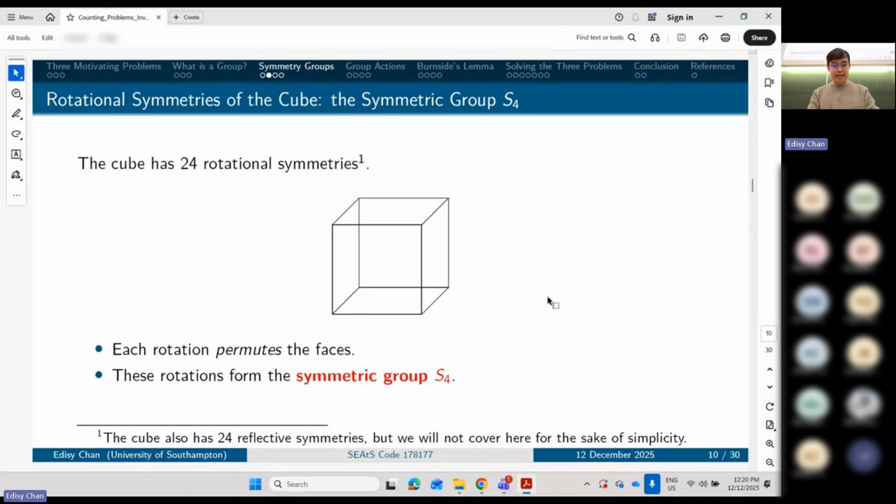Now let's get back. So you can see that each rotation permutes the faces. Some of them would fix a face, but they will permute at least 1 face, right? So this rotation actually gives us a group, which is called the symmetric group S4. Basically it's the permutation group on 4 objects. Okay. This is one thing.